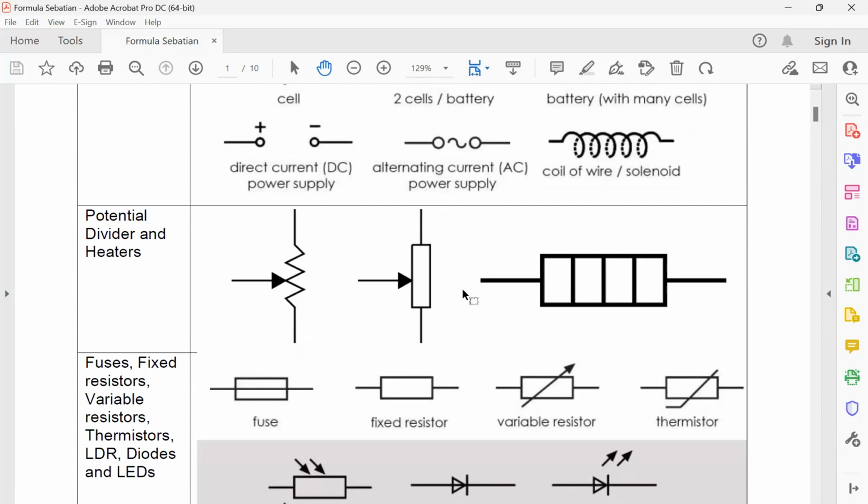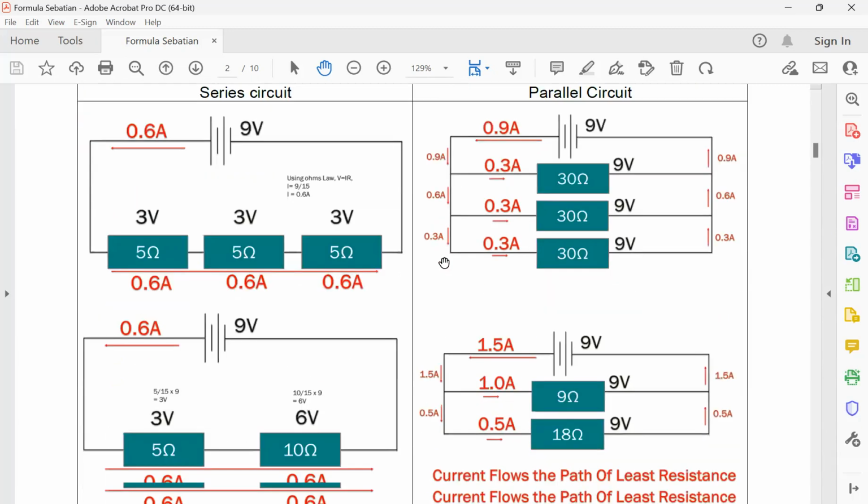Very good. It is to control how much voltage is flowing in a certain part of the circuit. Control how much voltage is flowing in a certain part of the circuit.